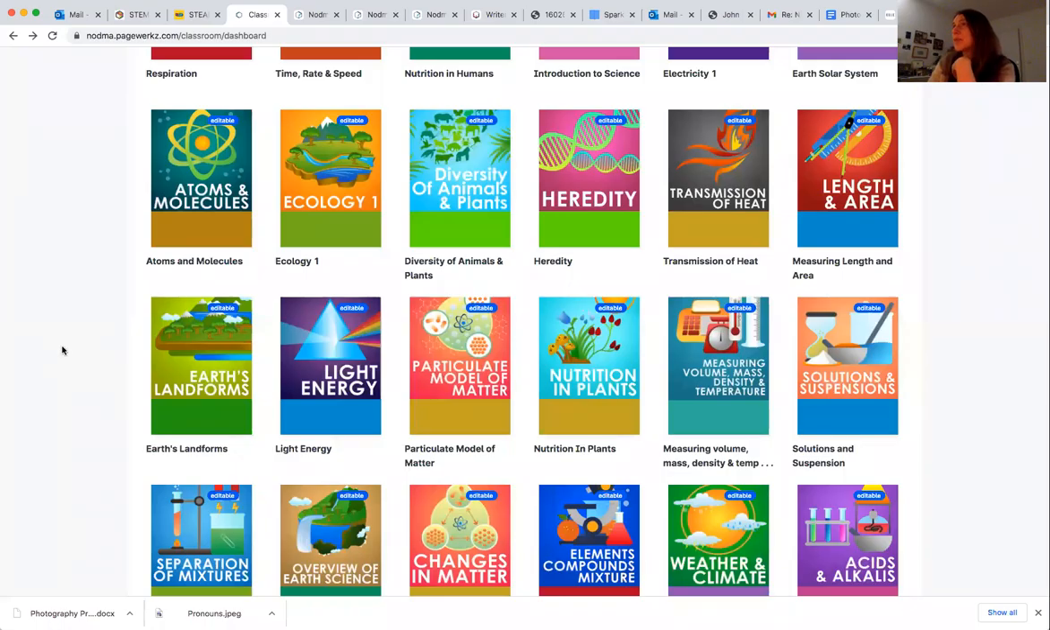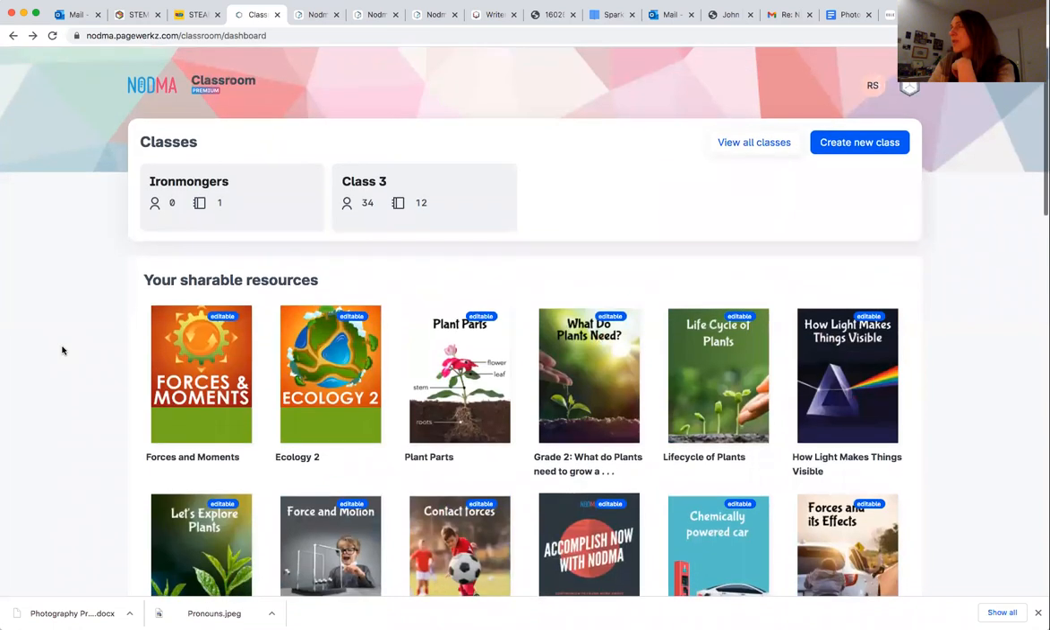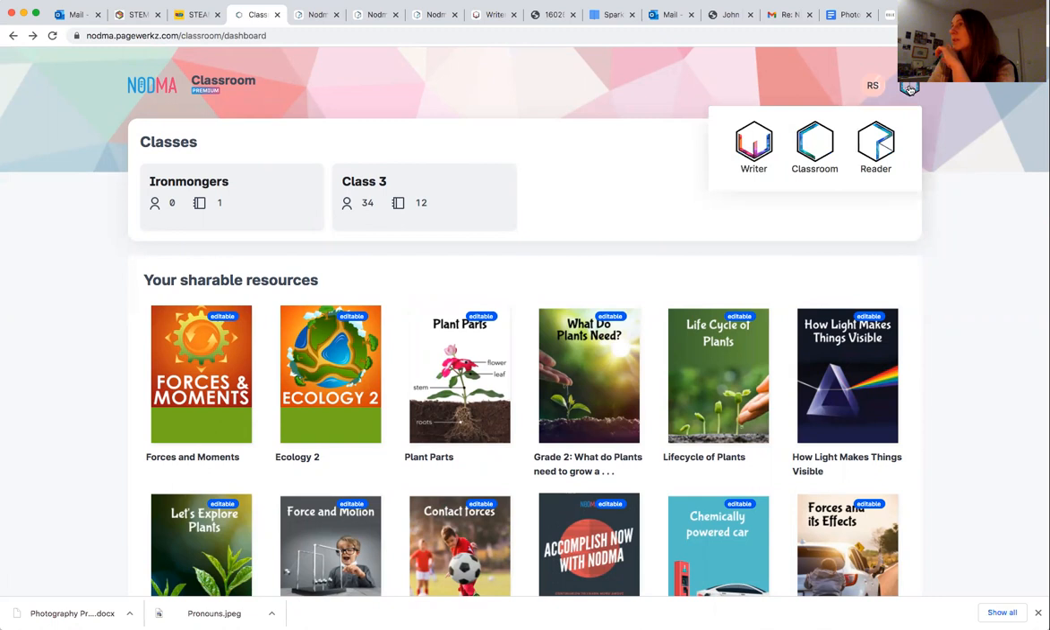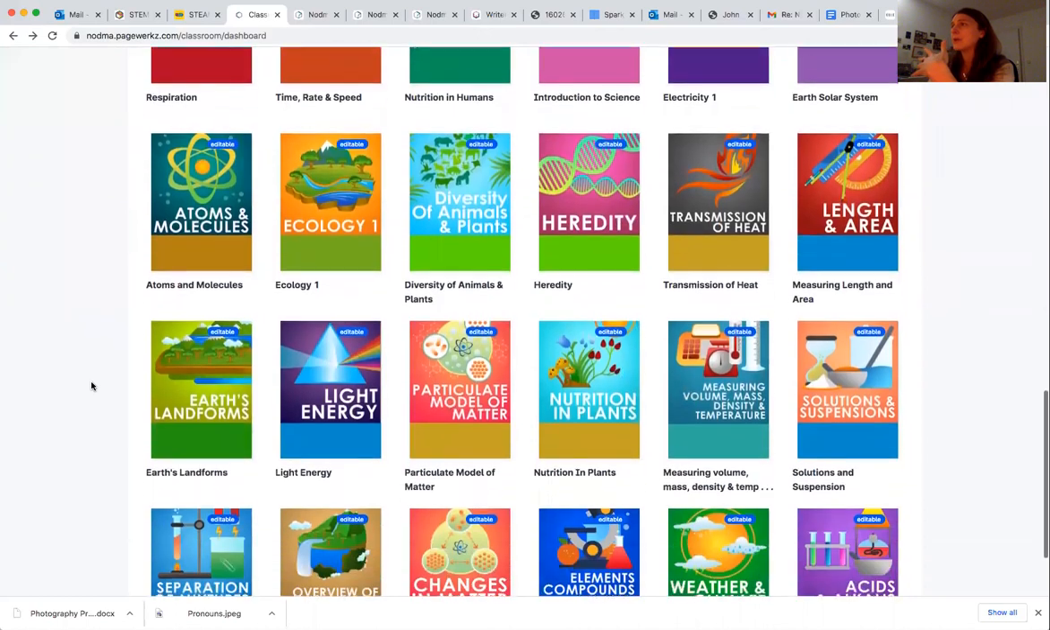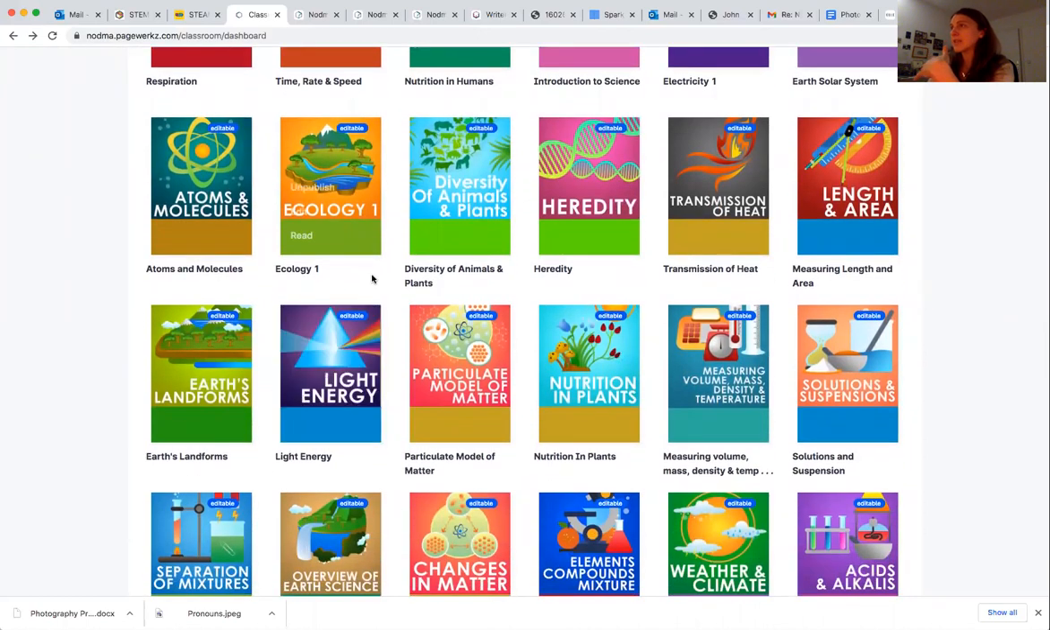So I'm in NODMA at the moment, and within NODMA, this is Rebecca's classroom. You can log into Rebecca's platform of NODMA, and at the top, you can see what it will show you when you first go in: these three different areas. You can go directly to the classroom area, which enables you to have a look at all the books that will give you an overview of the different topics.